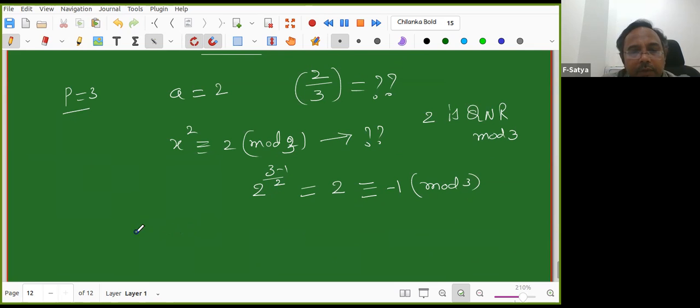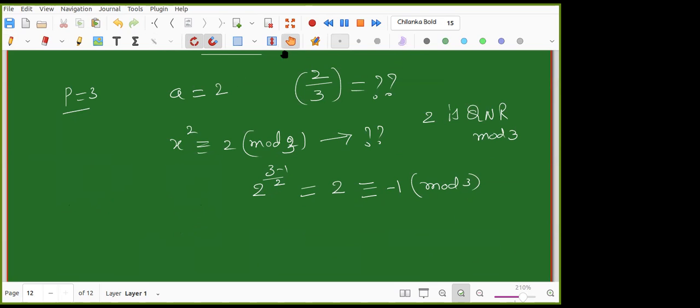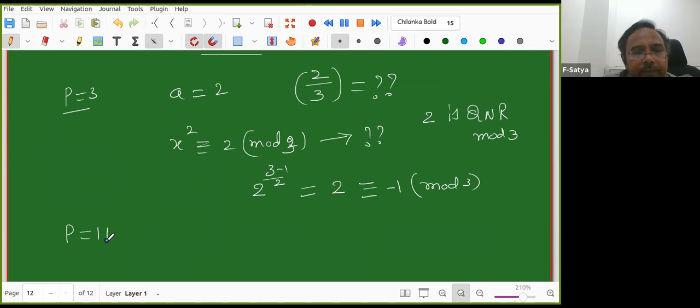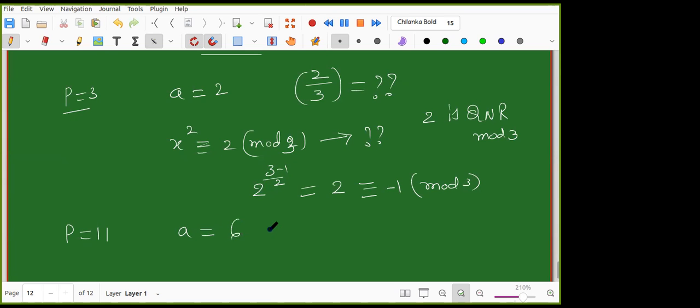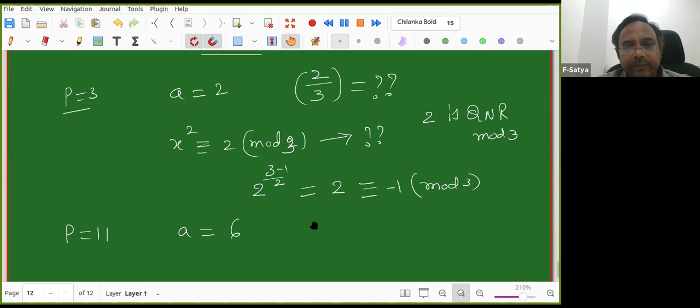Next one is, so we need to look at only one number. That's why it is not very interesting. So take a slightly bigger number, not a very big prime again. Calculations you need to do, right? I did it for 7. 11. 11, very good. So let us take p equal to 11. Can you tell me a also? 6. 6, very good. So we choose 6.